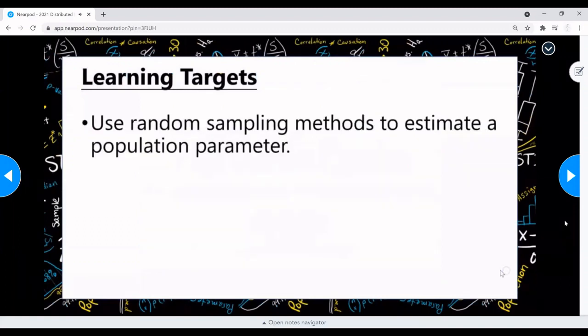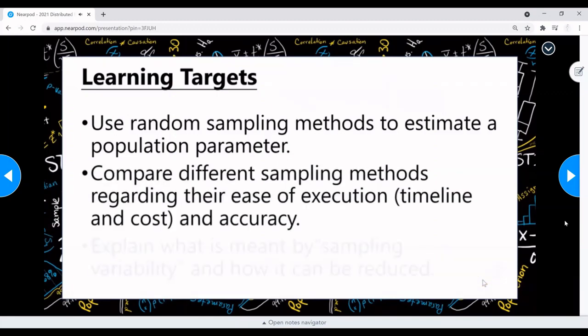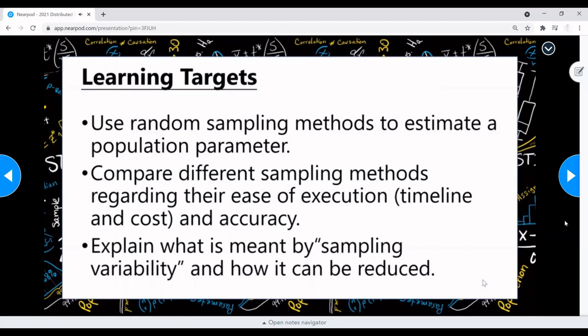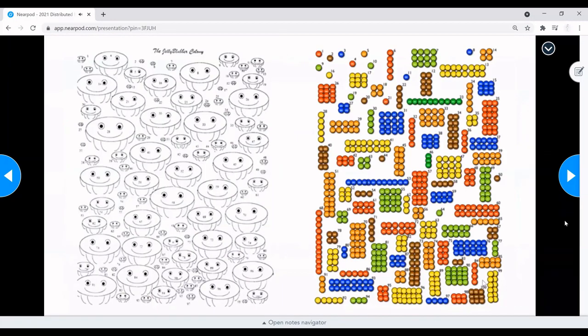The learning targets that go along with this: we use random sampling methods to estimate a population parameter, we compare different sampling methods, and then we get to explain what's meant by sampling variability and how it can be reduced.